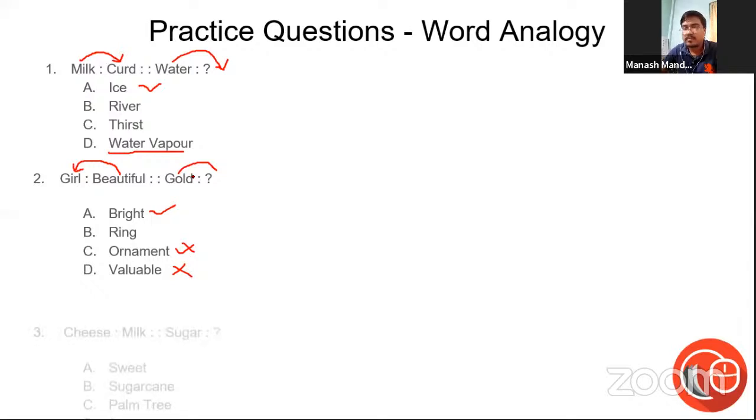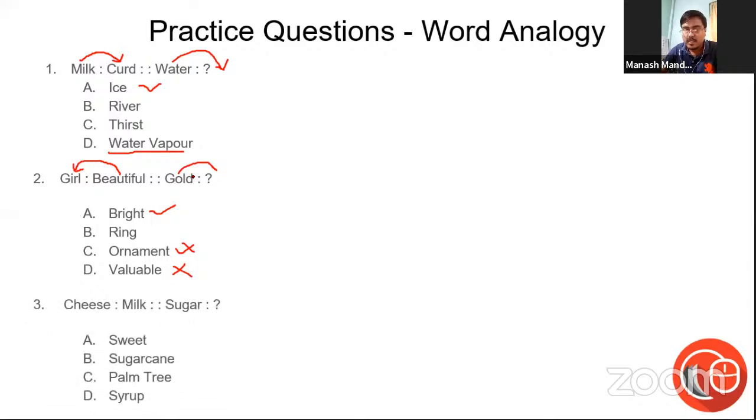Okay. The next question is, if cheese is milk, what is sugar? The options are sweet, sugarcane, palm tree, syrup. Shreya has answered sugarcane, Ritik sugarcane. Okay, everyone has answered sugarcane, and that is the right answer. Very good, everyone.